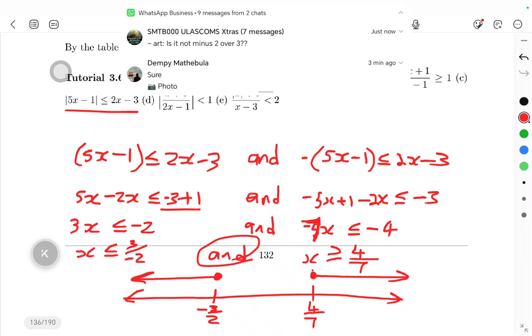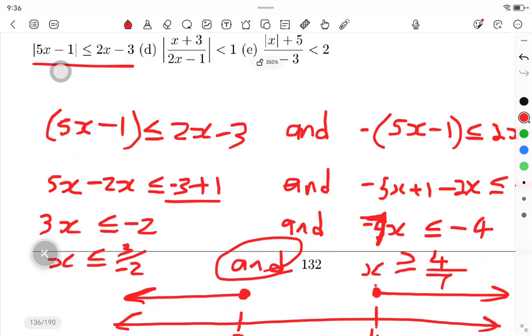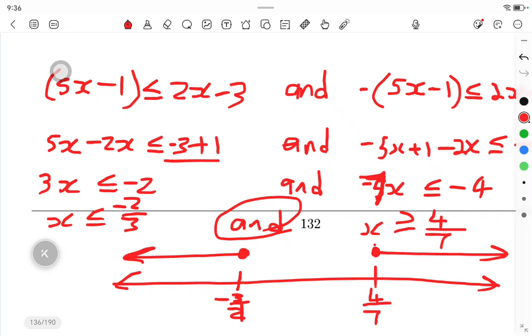Is it not minus 2 over 3? Is it minus 2 over 3? Oh yeah, it's minus 2 over 3. Yeah, I didn't see when I wrote that. Minus 2 over 3. Yeah, we'll just have to change this one only.